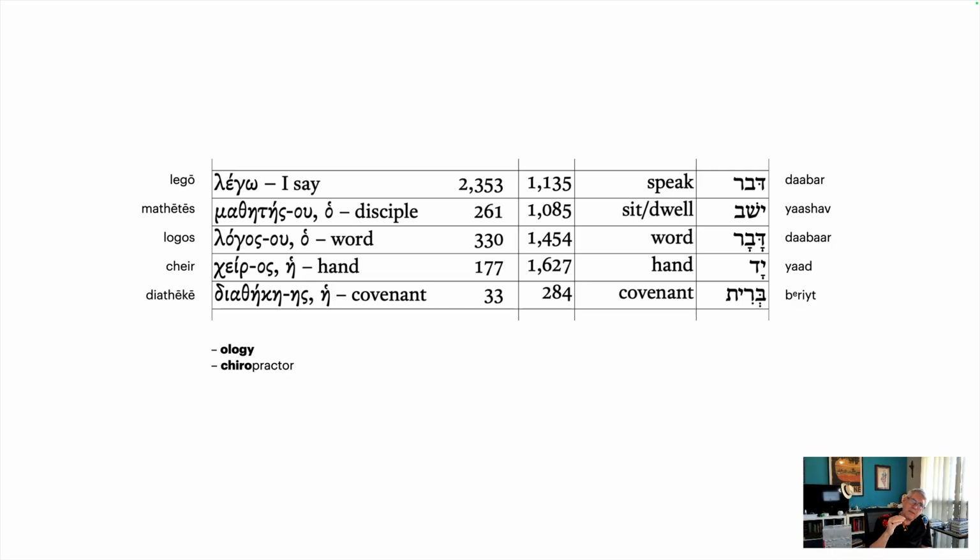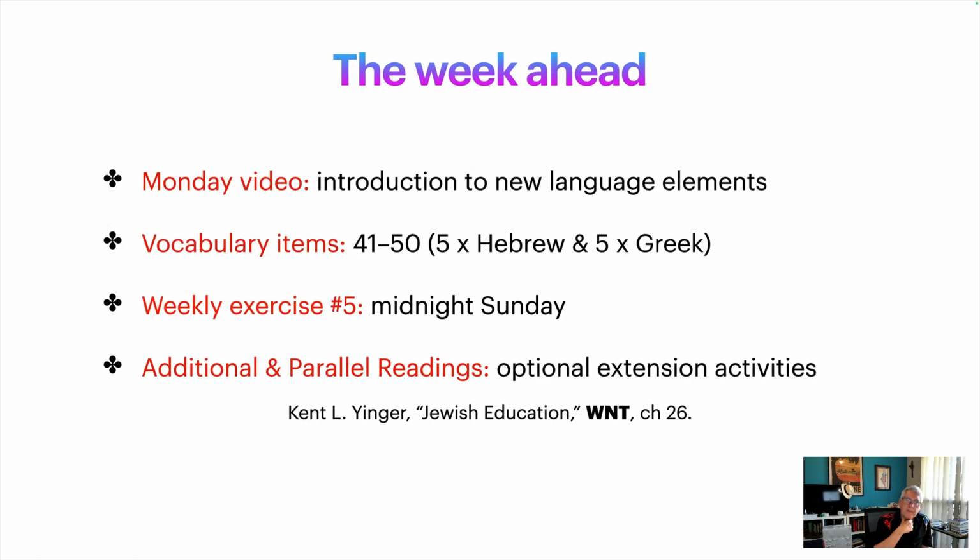Again, a reminder, these words have been chosen partly because of their frequency and partly because of their theological or grammatical significance. And just a quick look at the week ahead. So the Monday video, that's what you're doing right now. The vocab items from numbers 41 through to 50. The weekly exercise, which will be due by Sunday night. Obviously we have the class on Wednesday evening as well, although it's not listed there.